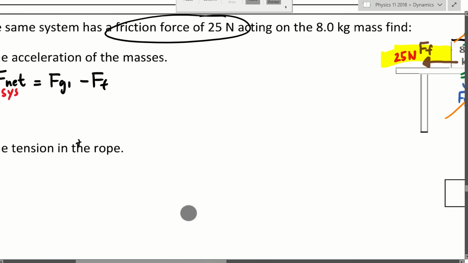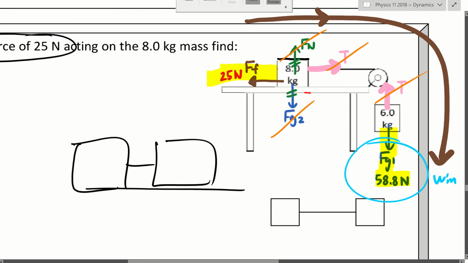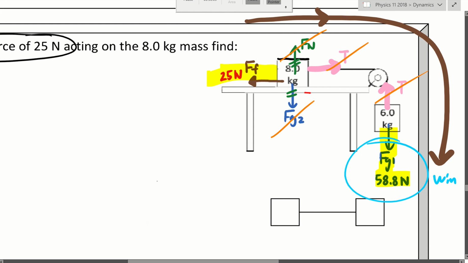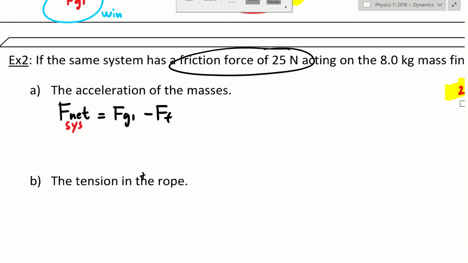Oh, by the way, how come I don't have to label friction as friction 2? Did you see a friction 1? I don't have to label friction 2 because there is no friction 1. If you have two boxes and they both have friction on the ground, then you will have friction 1 and friction 2. They will actually be different numbers, so you have to worry about that. Take note. But with only one object, it's okay. So the net force in this case is equal to Fg1 minus friction.